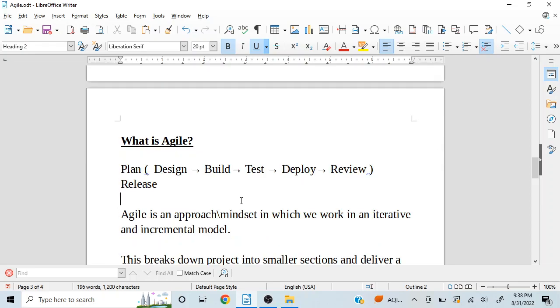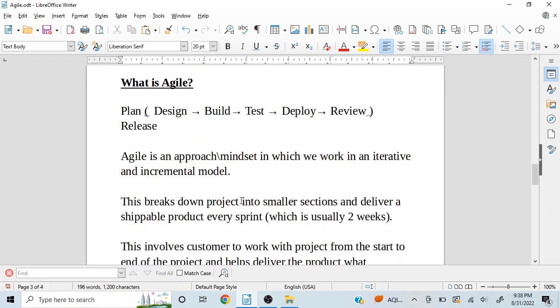Now, what is Agile? Agile is an approach, a mindset, in which we work in an iterative and incremental model. What I mean by that is, we break down a bigger project into smaller sections and try to deliver something in a short period of time. So here I have written: breaks down project into smaller sections and delivers a shippable product. We'll have some substantial product at the end of every sprint. Sprint is a term used in Agile to refer to a time duration in which a team commits to something. Usually it is a 2 week time period.